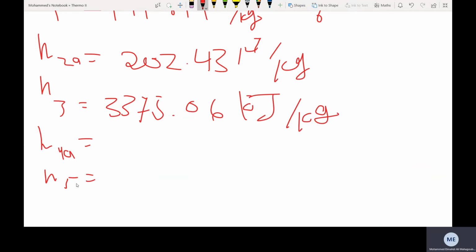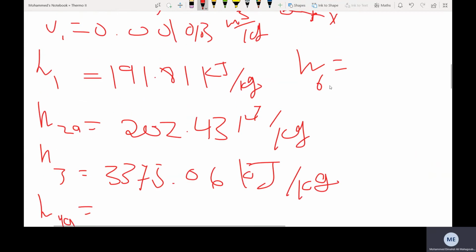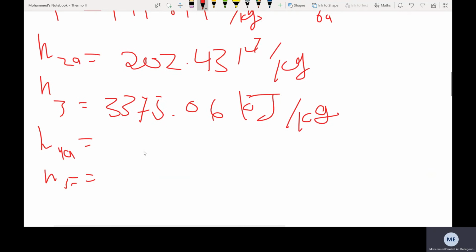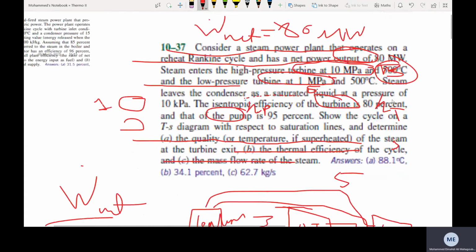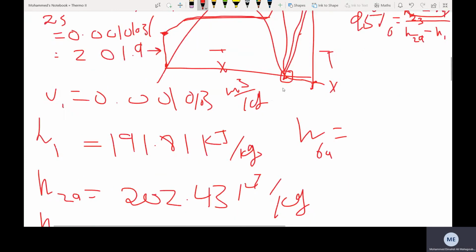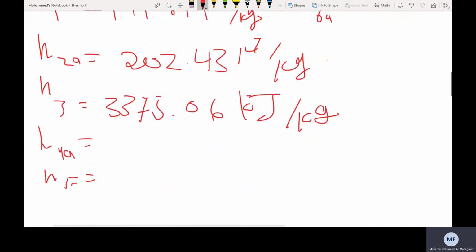Okay, and what is H5 actual? H5 is not H6 actual. Okay, all of these you should do. So what was the isentropic efficiency? The isentropic efficiency of the turbine is 80%. Okay, so for both turbines. He says that it is 80%, so it is going to be for both turbines, not for one of them. Okay, so how can we get H4A?